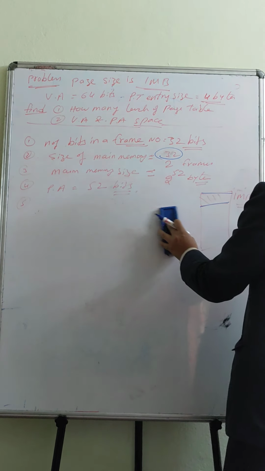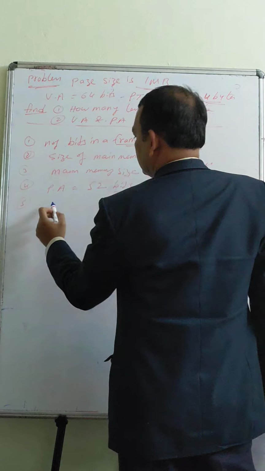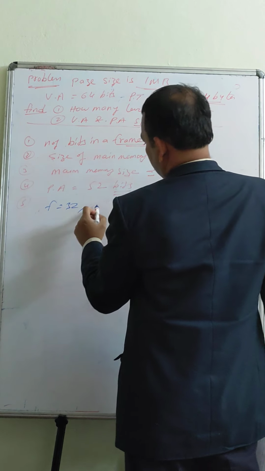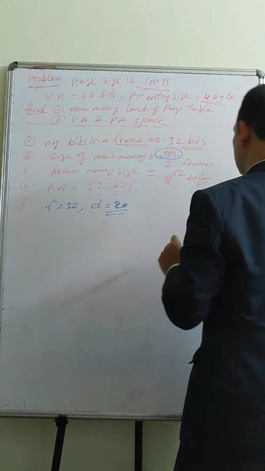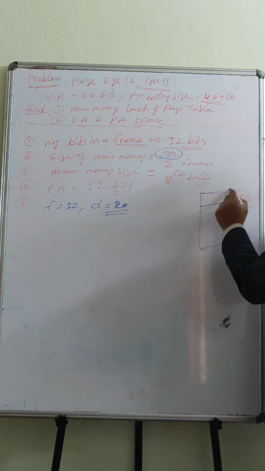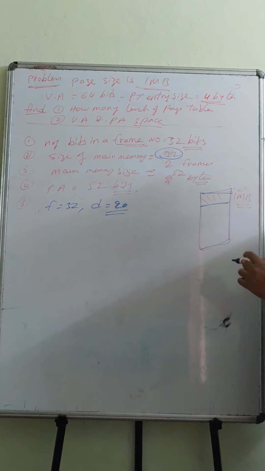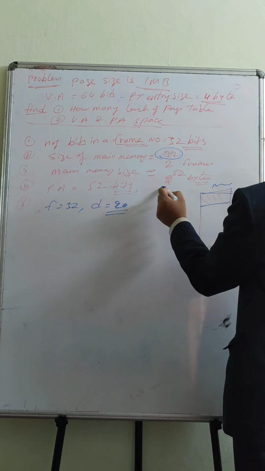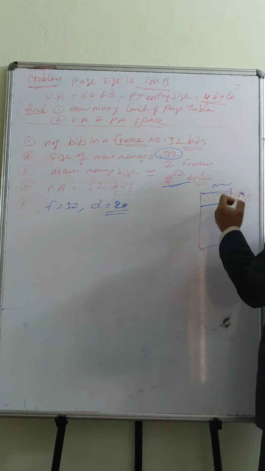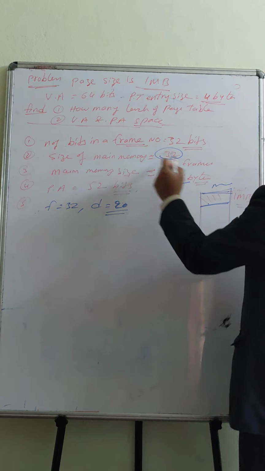Now we calculated so far F is equal to 32 bits, D is equal to 20 bits. Okay. Now we calculated about the entire main memory. This main memory size we calculated. What is the size of the main memory? 2 power 52 bytes. How many bits do we require? 52 bits we require.